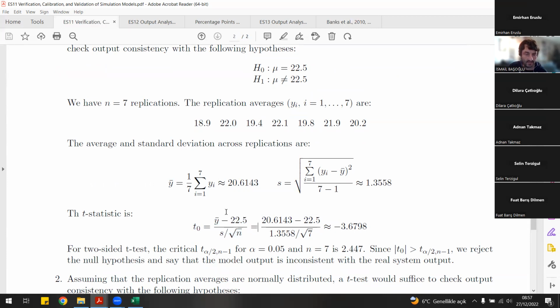And before applying this formulation, let's calculate the sample mean. The sample mean is obtained by simply summing up the replication metrics on average number of jobs in the system and dividing it by 7. And the sample average is 20.61 approximately. And we definitely need the sample variance, calculate the sample variance and the sample standard deviation, which are one-to-one convertible to each other anyway. So let's directly calculate the sample standard deviation.